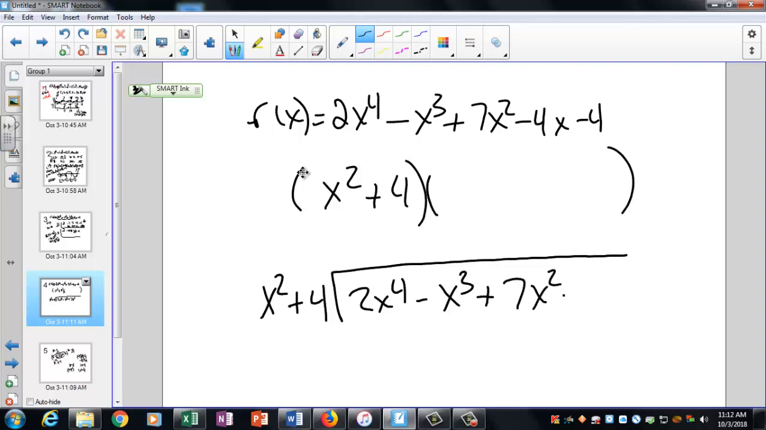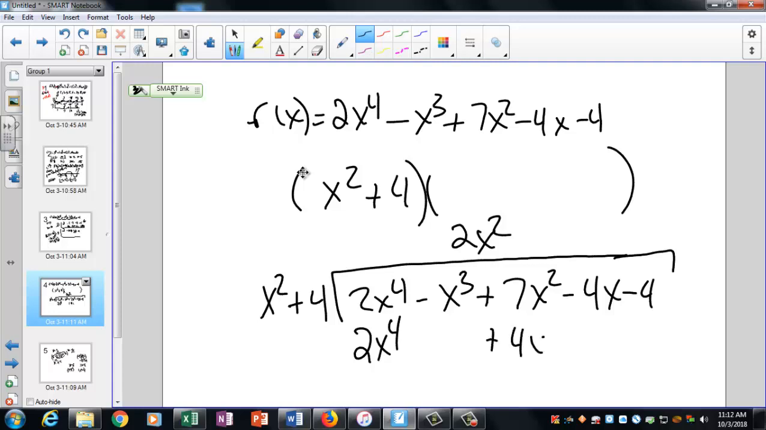Who remembers when I showed you long division? Who remembers when they solved long division, you swore you would never need it again? Okay. It's actually very useful here. x squared goes into 2x to the 4th 2x squared. You get 2x to the 4th plus 4x squared. Do we agree? When we subtract, we change this sign, we change this sign. Adding straight down, what do I get?